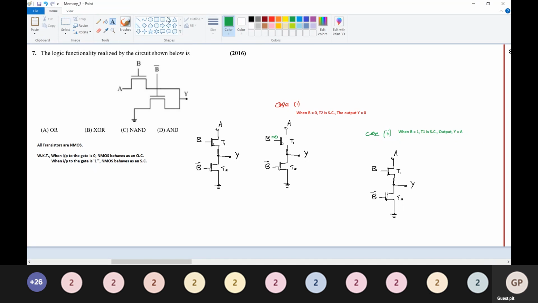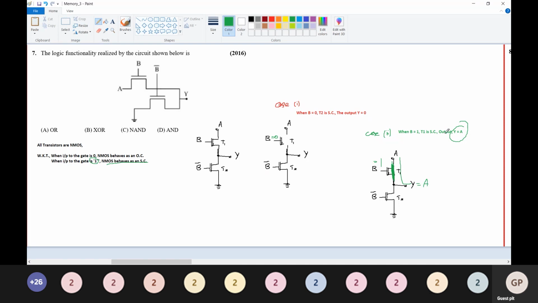So check this out. Now when B is equal to 1, we are going to put this equal to 1. When this is equal to 1, what will happen to your NMOS? It is going to be short circuited, it will be like this. So this A appears as the output terminal. So Y is equal to A.